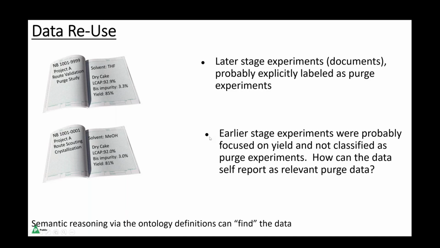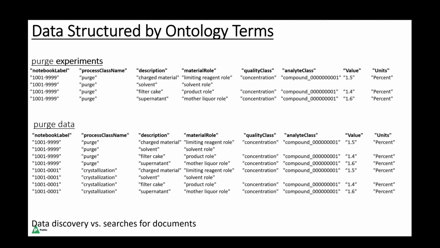But earlier experiments probably weren't. They were probably focused on yield or simply the ability to do it. But those experiments still contain a lot of good and applicable information. So how can we get that data to self-report as relevant purge data? So we took example data from the dorvarine example before and expressed it in terms from our nascent OPC ontology, in particular the terms for a purge factor.